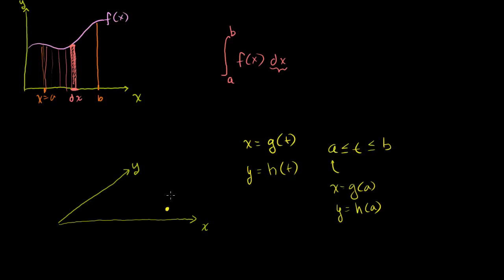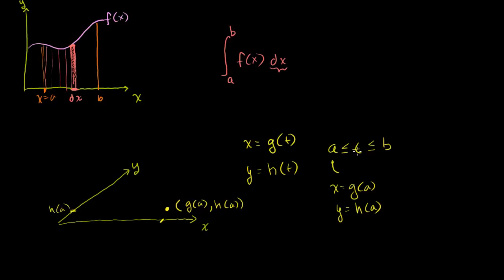Maybe that's when t is equal to a, you're going to plot the coordinate point g of a. That's going to be our x coordinate. This is g of a right here. And then our y coordinate is going to be h of a. You just put t is equal to a in each of these equations, and then you get a value for x and y. So this coordinate right here would be h of a.